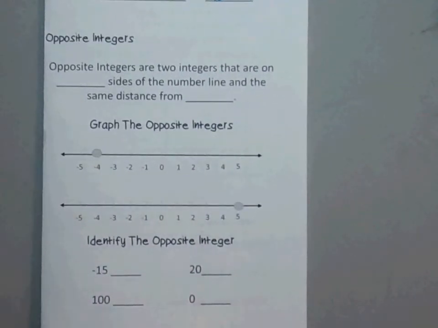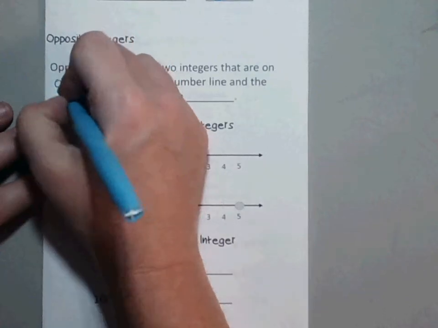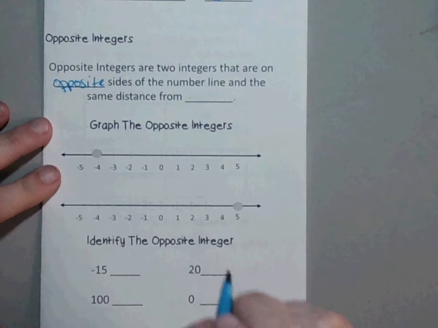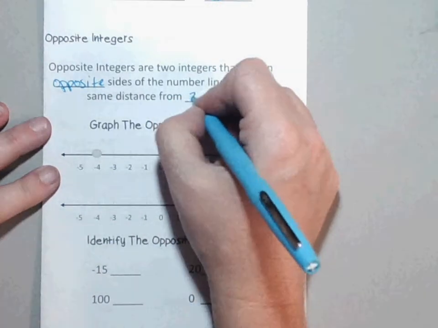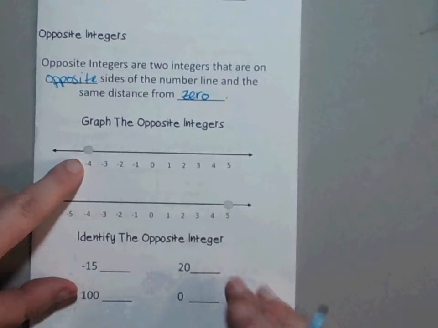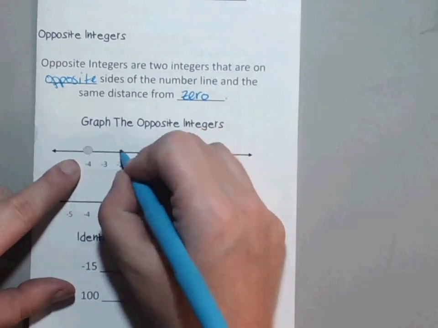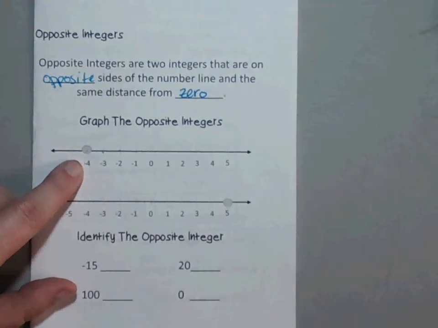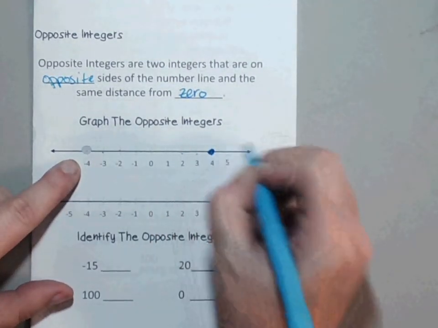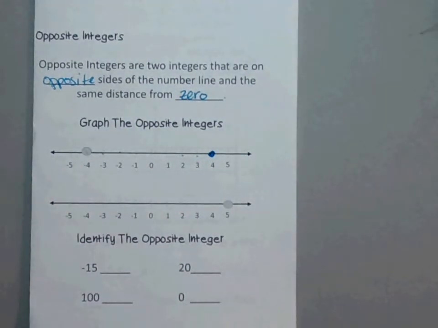Okay, so opposite integers. Opposite integers are two integers that are on opposite sides of the number line, and they are the same distance from 0. So if we're looking at -4, this is 1, 2, 3, 4 spaces away from 0. So then we go 1, 2, 3, 4. So +4 is the opposite of -4 because it is 4 away from 0.